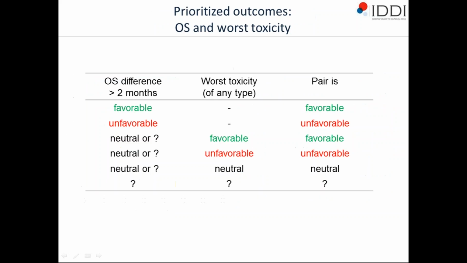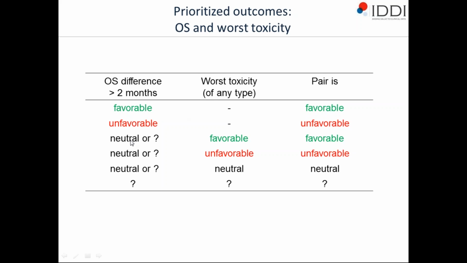So what about using generalized pairwise comparisons to analyze these data? Suppose I'm interested in a survival difference of at least 2 months, and I'm going to vary this 2 months in the next slide, but let's now take 2 months, and then look at the worst toxicity of any type. So suppose a pair is favorable, a patient survives longer than another by at least 2 months, then the pair is favorable. I don't care about toxicities if that's the case.